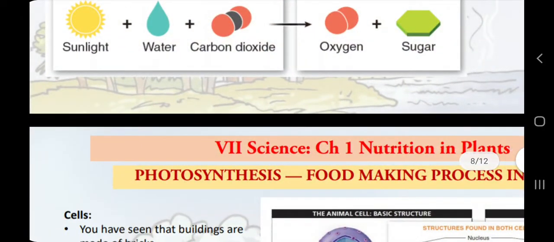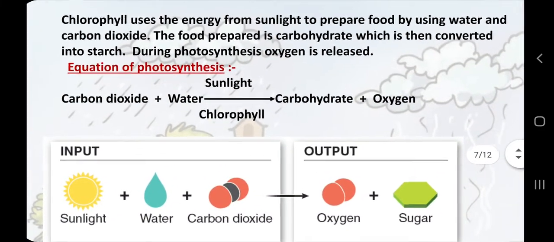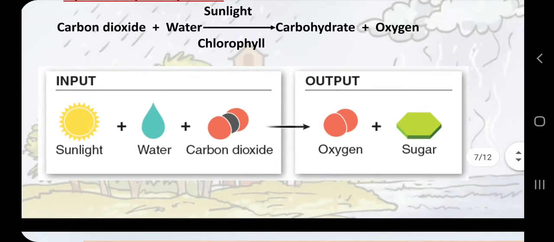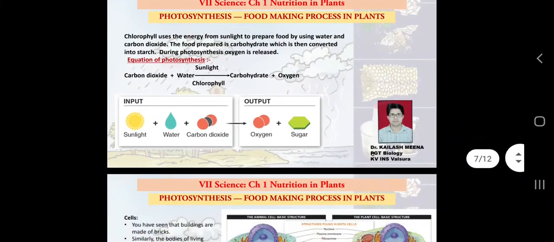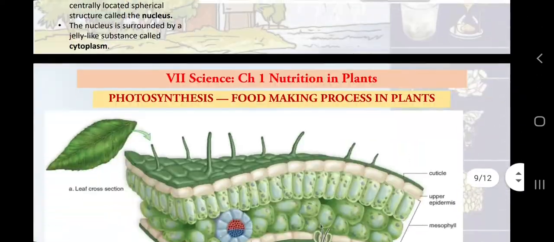Now we can write a chemical equation to understand this process. Carbon dioxide plus water reshuffled into carbohydrate plus oxygen in the presence of sunlight, and who will capture sunlight? The chlorophyll. And this diagram is clearly summarizing this process. Okay. Now we have an idea about plant cells and animal cells.